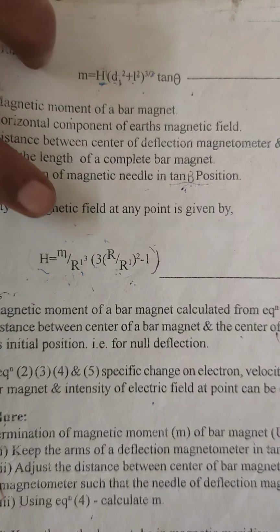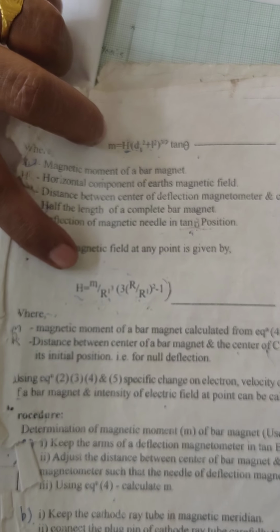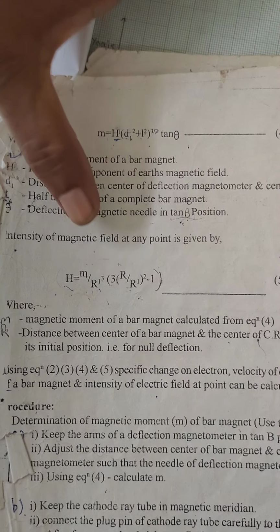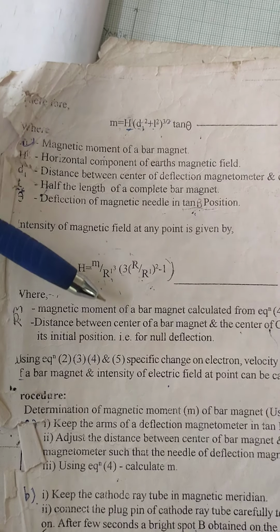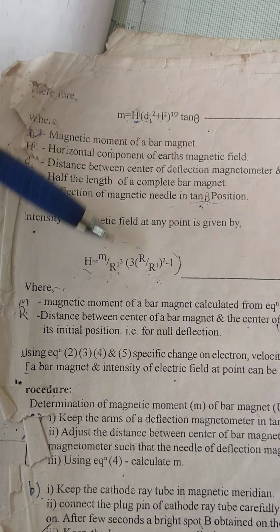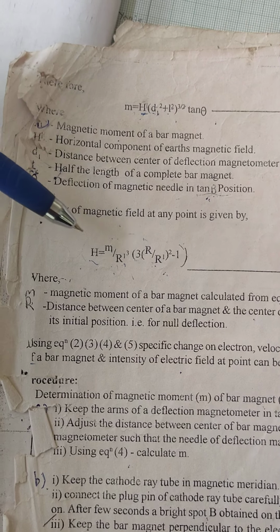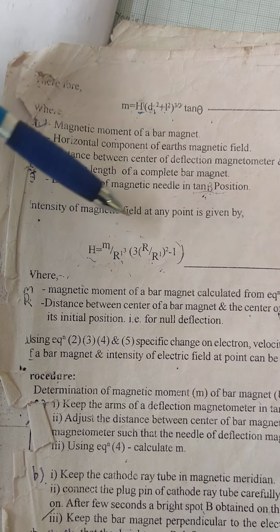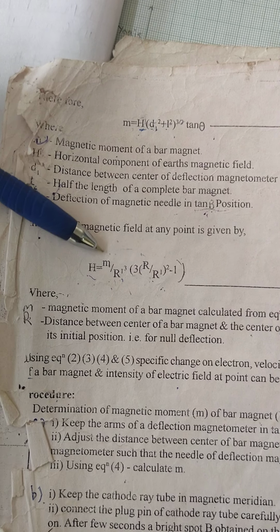Now in this equation, H is the intensity of magnetic field at any point, that means at 0 point, at 1 point, at 2 point and so on. M is the magnetic moment which we have calculated in the first part of the experiment. Then R dash we have measured for that value of X, 3 R by R dash bracket square minus 1. So this intensity you have to calculate using Calci and using the same formula. In Calci also we put in the values like that.